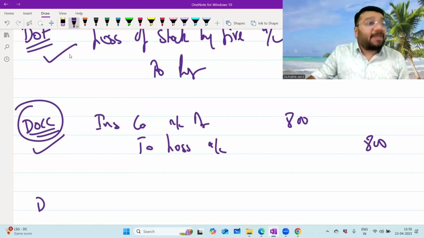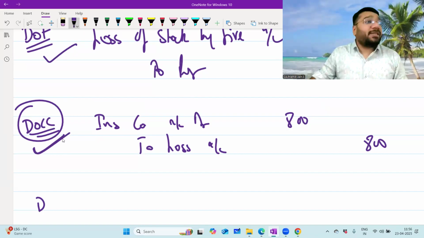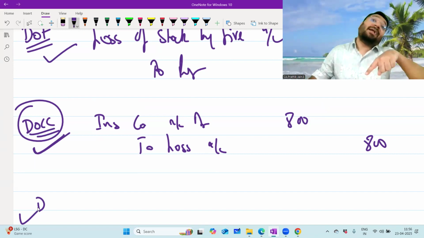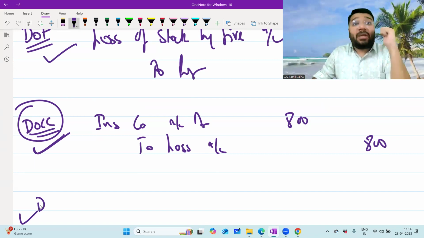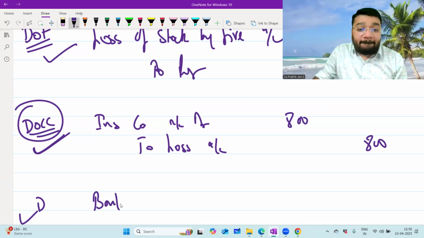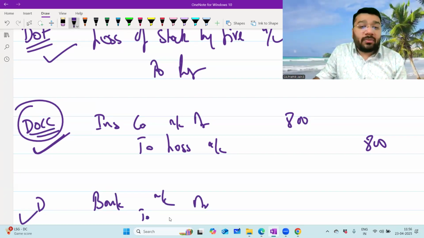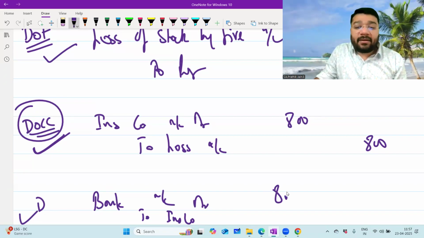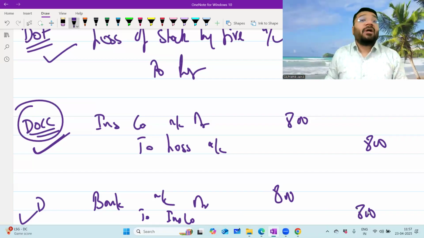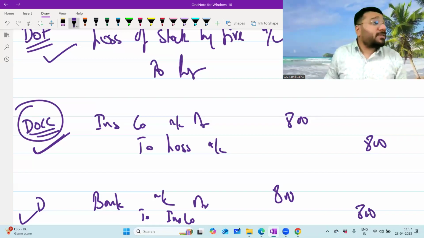So this is a separate transaction. This is a separate event. So payment is coming on a separate date. So when the payment is received from the insurance company, what is the entry? Bank account debit to insurance company 800. Any problem? Now these three entries are what you have to pass always.